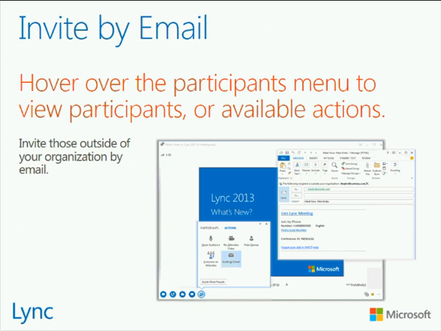If you need to add someone who is outside of your organization, one of the easiest ways to do that is to invite them by email. As soon as you click this button that says Invite by Email, a new Outlook message will pop open. Note that this is not a calendar request. This is just an email message. In the subject line, it will say Meet Now and your name.